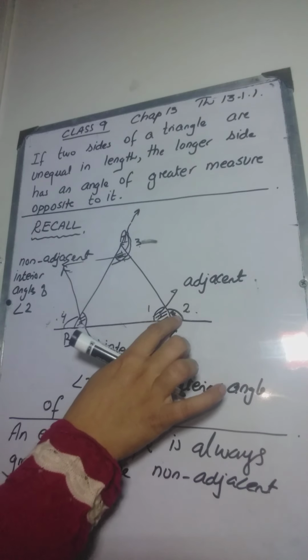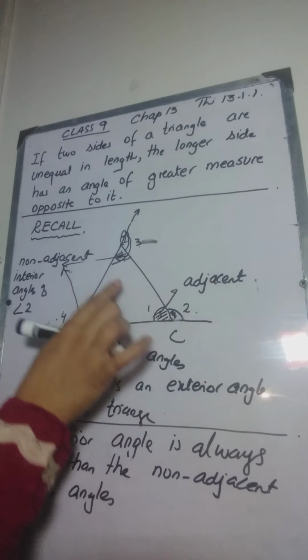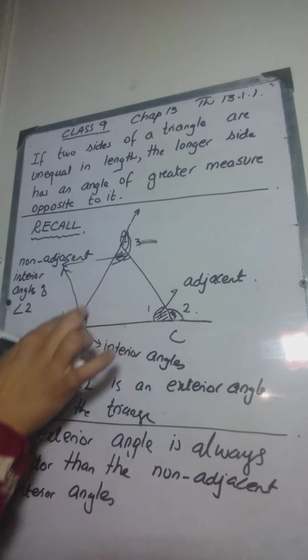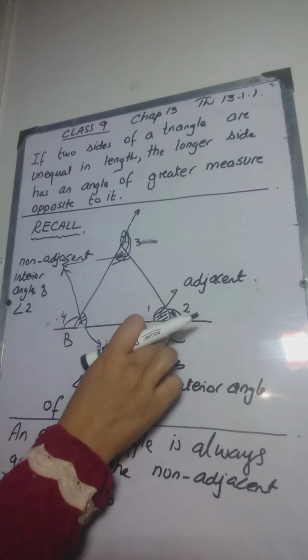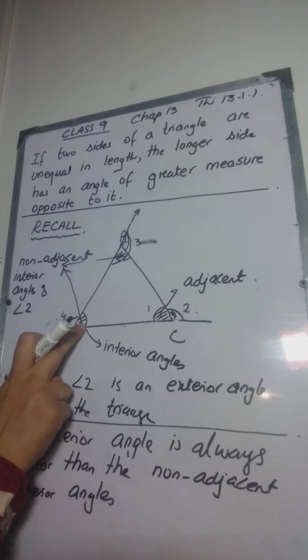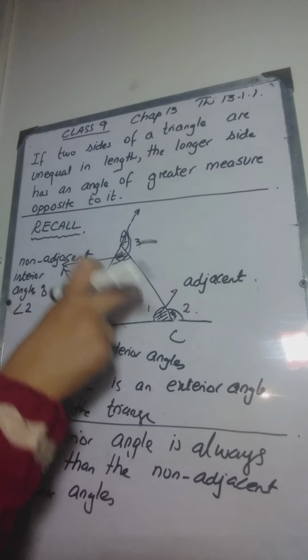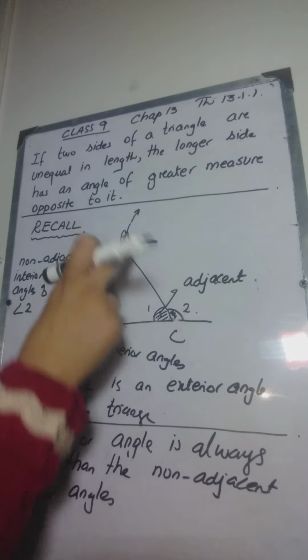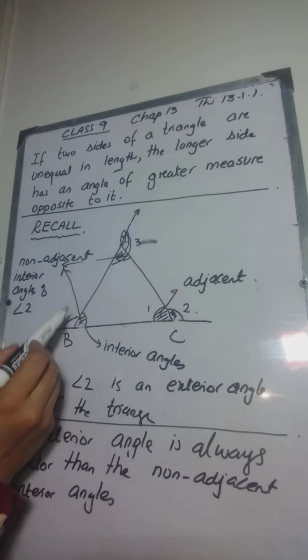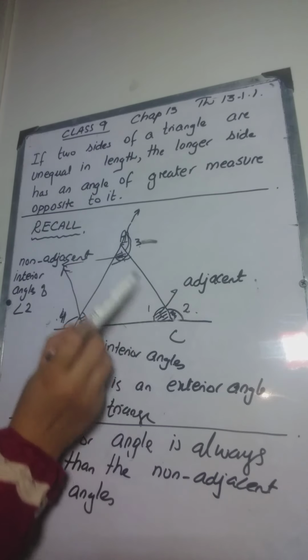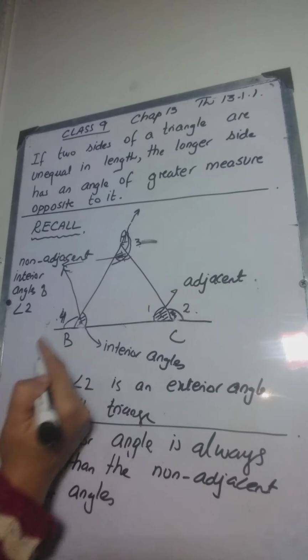For example, this is angle 2, an exterior angle. This will be greater than these two angles because they are the non-adjacent interior angles of this angle. Angle 2 will be greater than this angle as well as this angle, the other two interior angles with which angle 2 is not joined. Similarly, angle 4 will be greater than these two, the ones which are away from it.